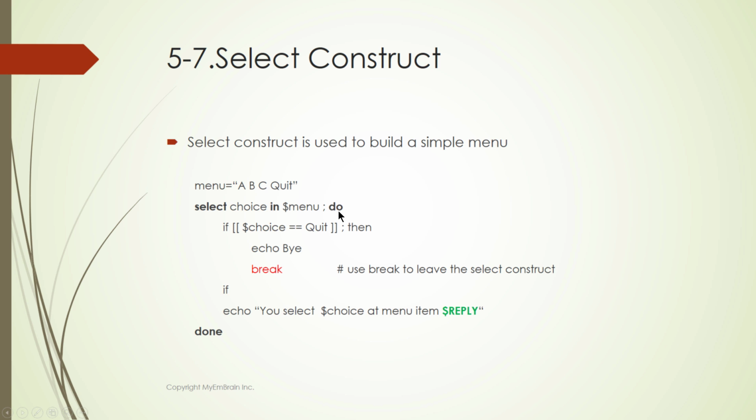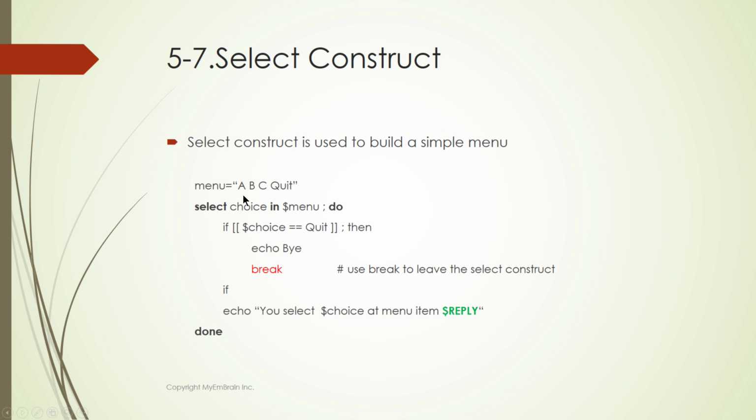To pair up with the do is a done. On the script between the do and the done, here I consider the body of the select construct. The select construct will repeatedly go over the menu and send in the choice that the user pressed on the keyboard. This is the variable choice we pass.